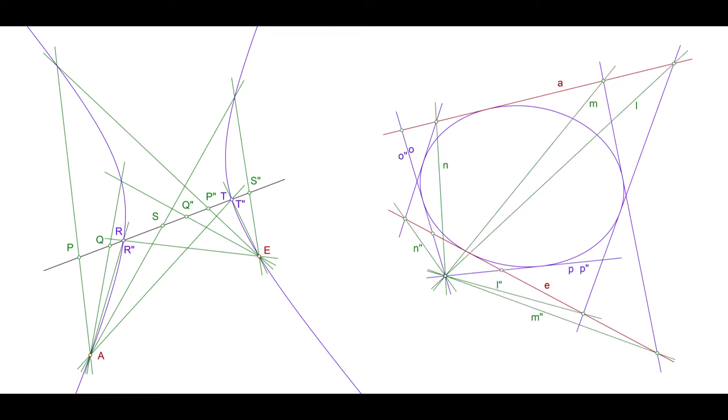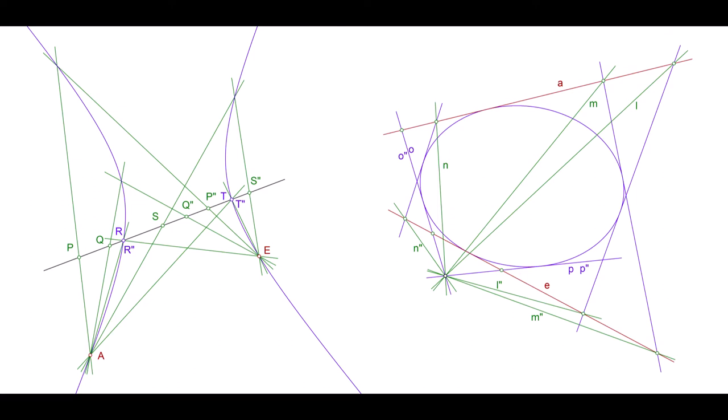In the linewise construction, consider an arbitrary additional point, shown here in black. The lines connecting it with the projective ranges are paired by the projection.